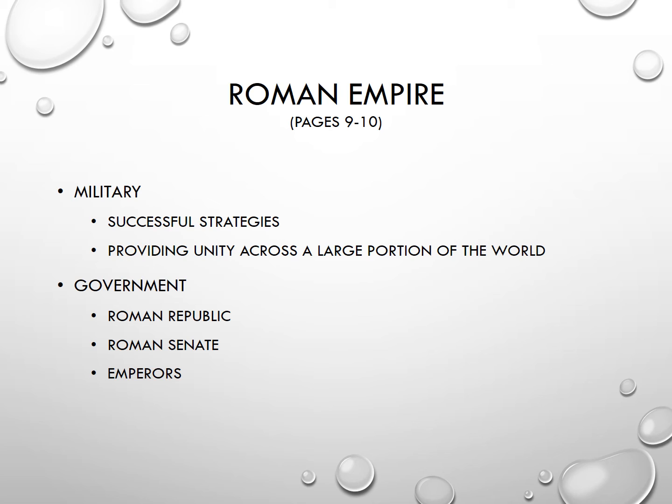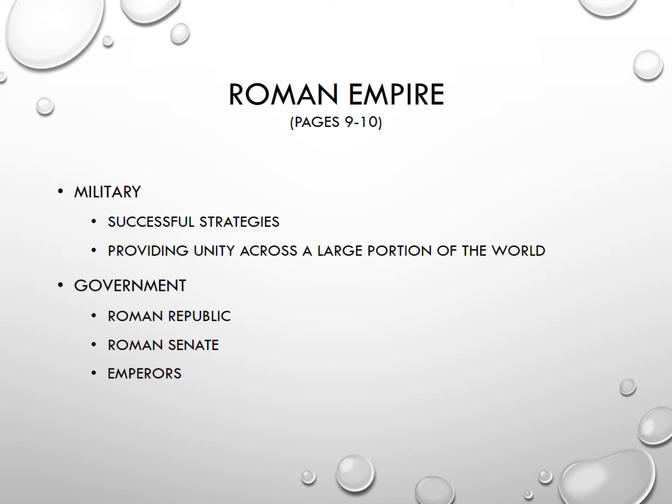Eventually, the Roman Empire is going to become so big that they can't actually control it themselves. But initially, what causes them to be so successful is the Roman military. Now, the other aspect, kind of like what we looked at in Greece in terms of government engagement, in the Roman Empire, we see the development of the idea of a Roman republic.